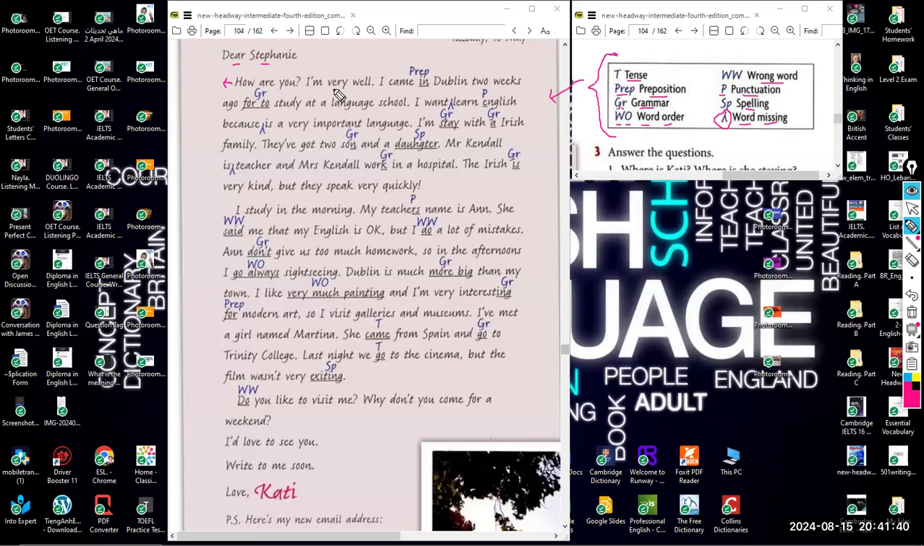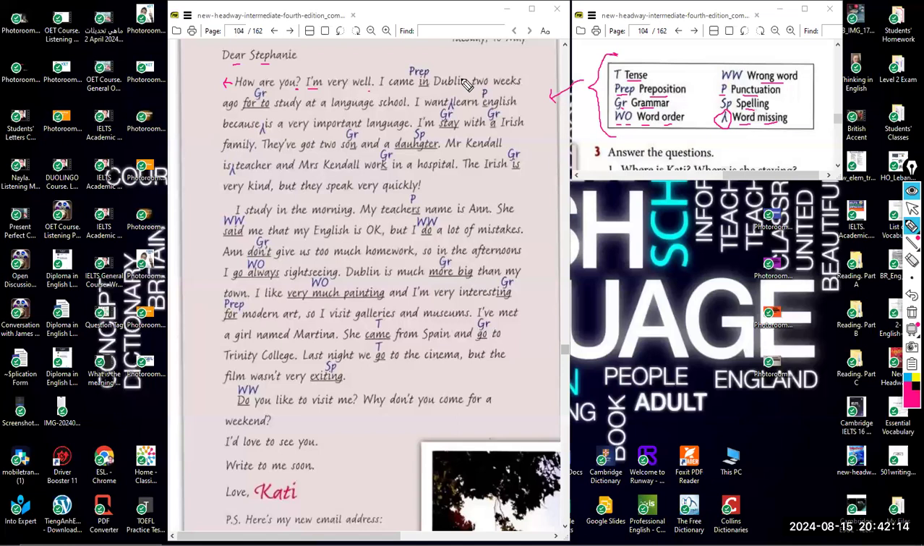So, very well. The next thing I need you to know is that I cannot use contractions or abbreviations in writing a formal email or letter. But because this letter is informal, I'm free to use the contractions or abbreviations that I want. So, how are you? A question mark, absolutely, I have to consider the punctuation marks. Very well, full stop. I came in Dublin 2 weeks ago.